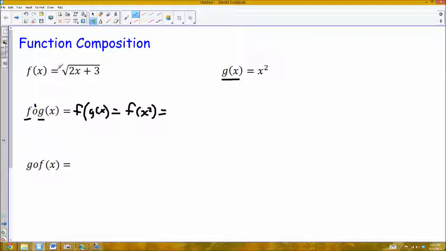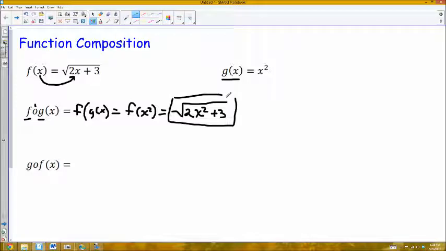So what I'm going to do with that is go up to this function f, which takes x, multiplies it by 2, adds 3, and square roots all of that stuff. And instead of plugging in x, I'm plugging in x squared. So everywhere I see an x, I'm replacing it with an x squared, giving the square root of 2 times x squared plus 3. So there is my value of f composed with g.